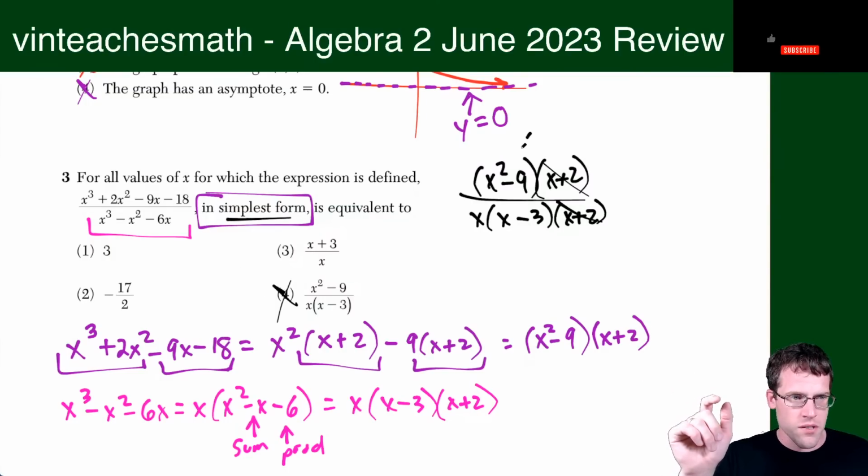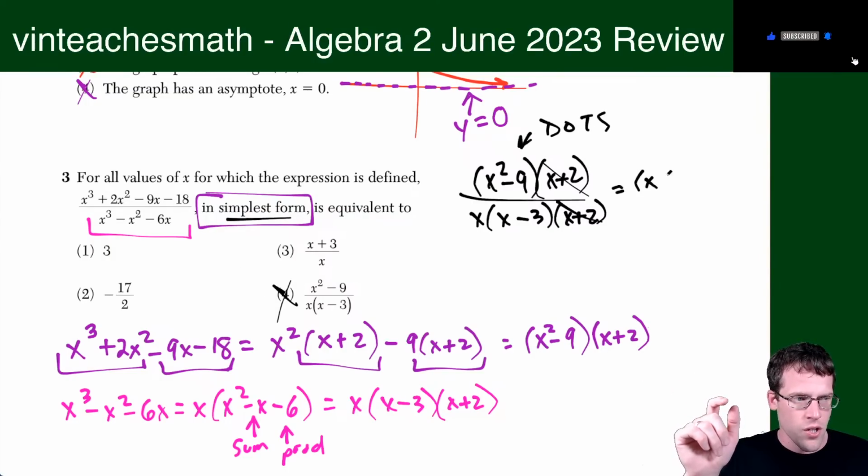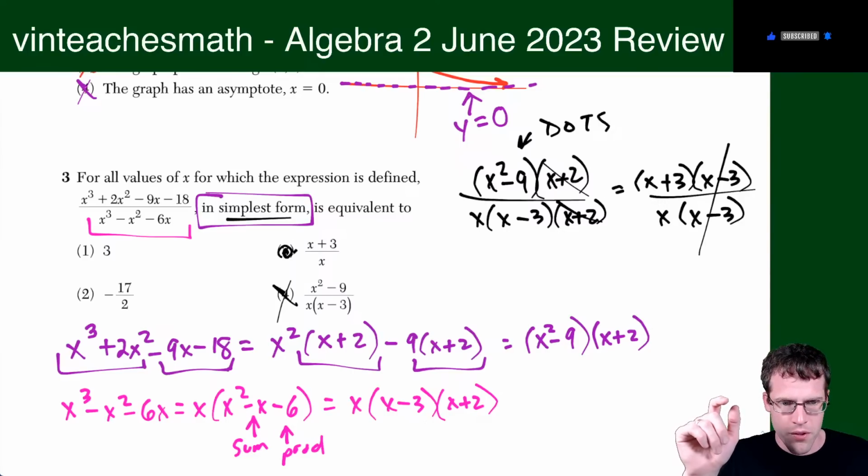Simplest form, notice this is a difference of 2 squares. So the top could be factored even further, would be x plus 3, x minus 3 over x times x minus 3. And now these cancel, okay? And you get x plus 3 over x.